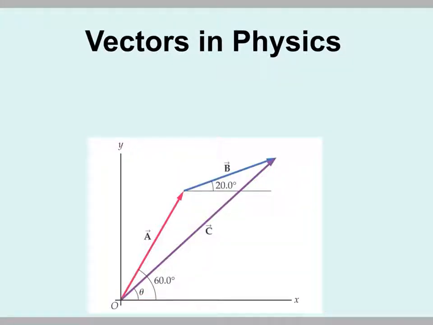In this video, we will be discussing vectors and how vectors are used in physics. Now, a vector is any quantity in physics that has both magnitude and direction. Typically, vectors are going to be illustrated by drawing an arrow above the symbol, and the arrow will be used to convey the direction and the magnitude.